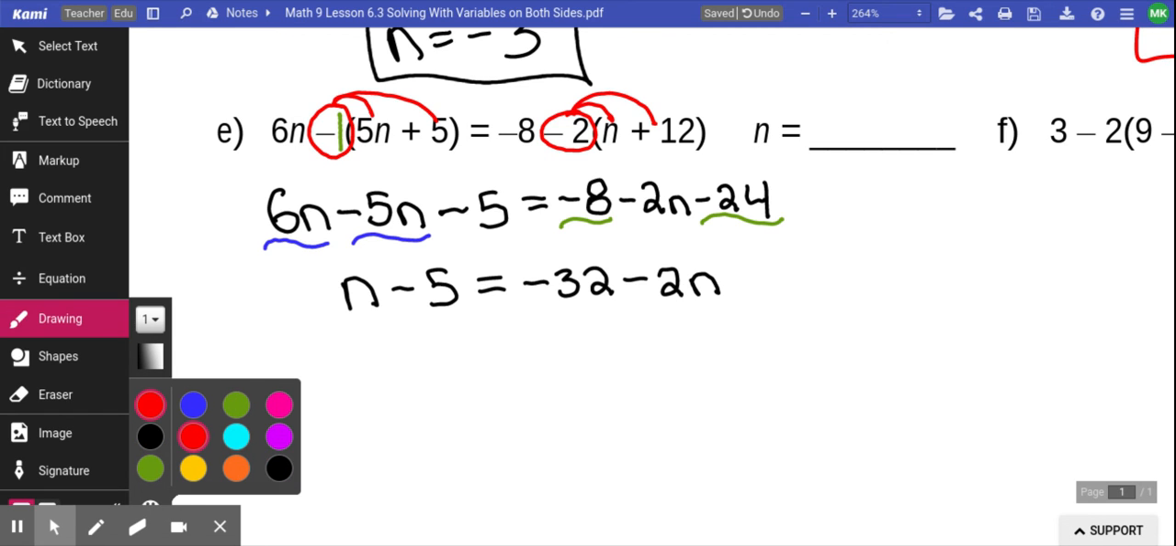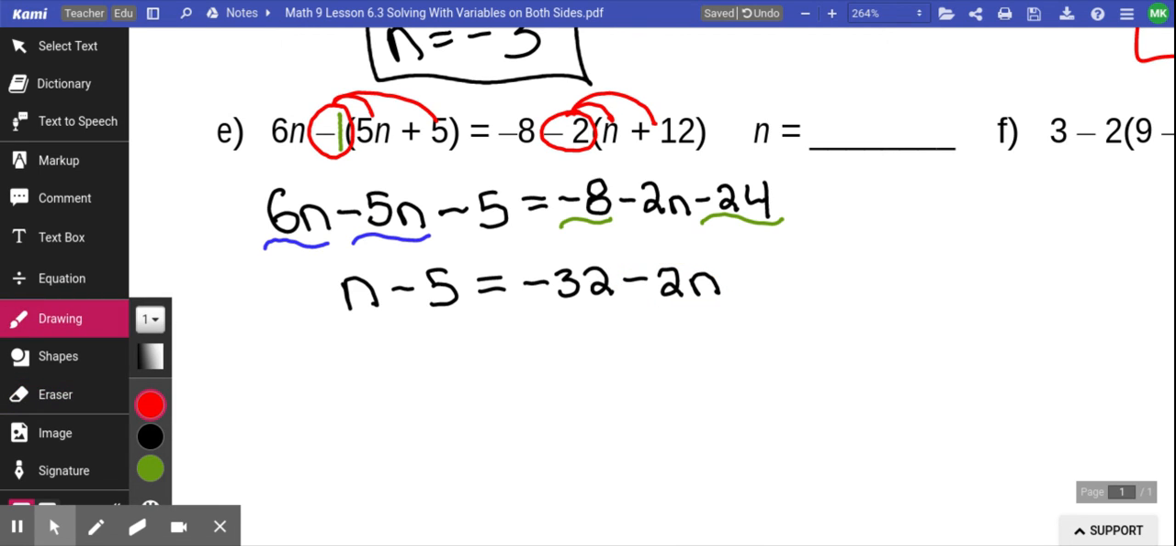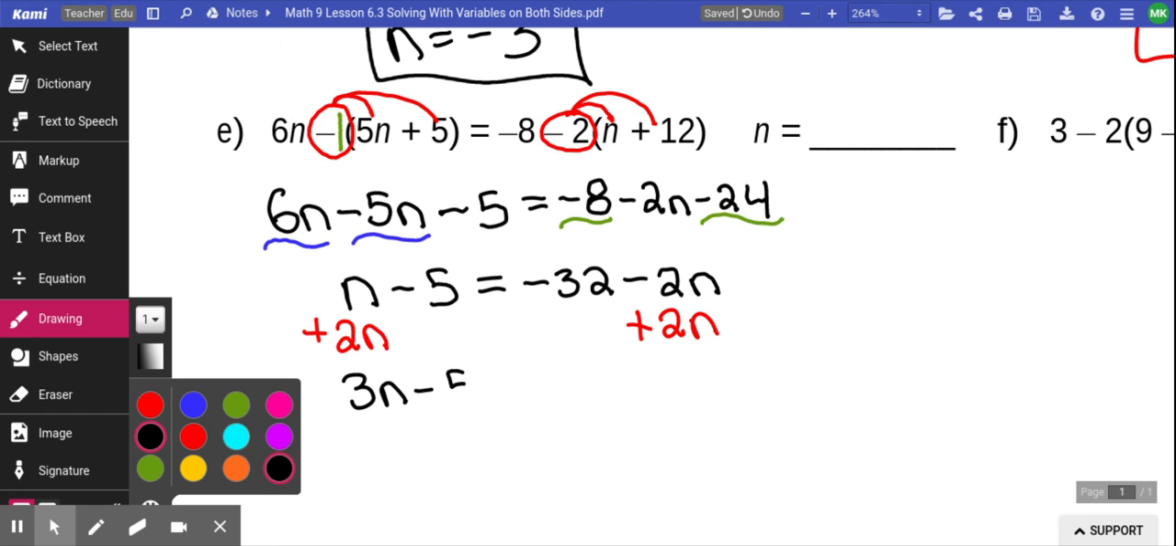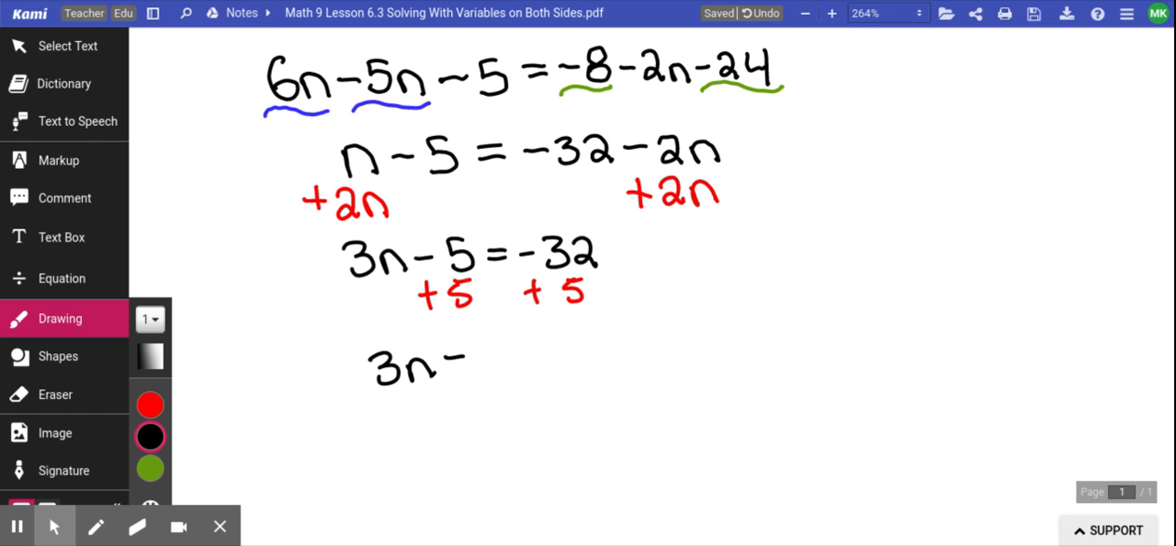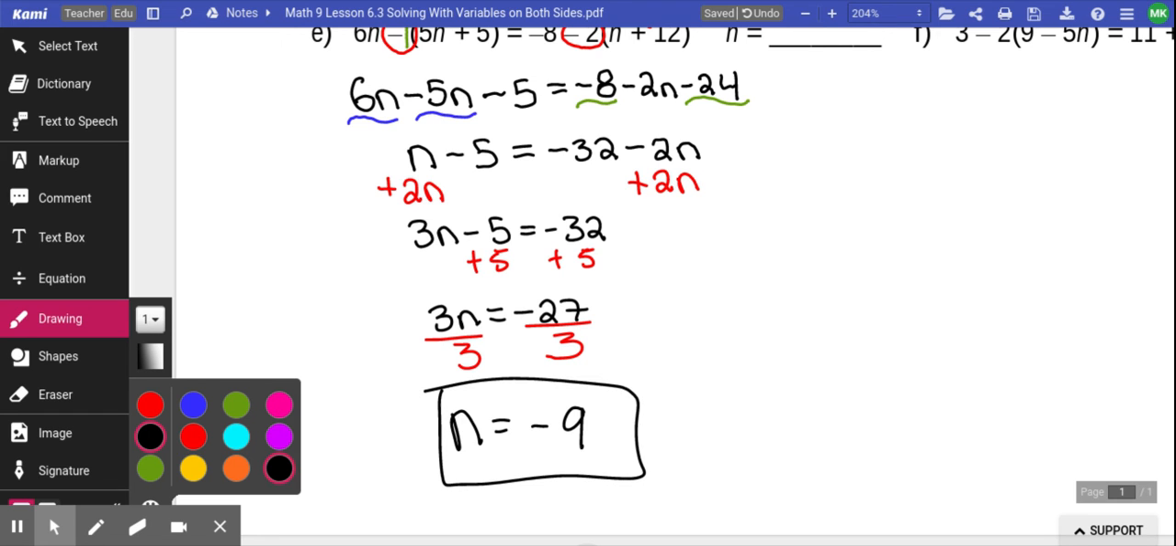Perfect. My goal now is to solve for n because I've gotten rid of the brackets. I'm going to move the -2n to the other side because -2n is less than 1n. The way that I move something is by doing opposite operations. So I'm going to move those n's by adding 2n because that's the opposite of minusing. That leaves me with 3n minus 5 equals -32. I then add 5 to both sides. That gives me 3n equals -27. Maybe use your calculator to do that one. And then divide both sides by 3. That gives me n equals -9. Like that.